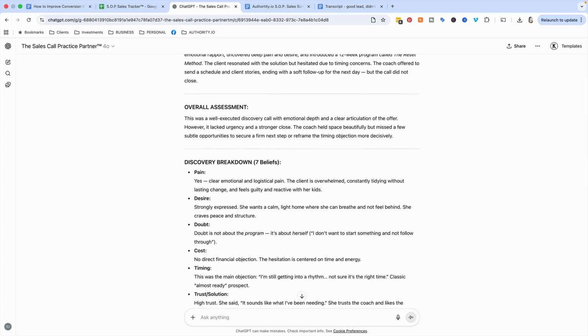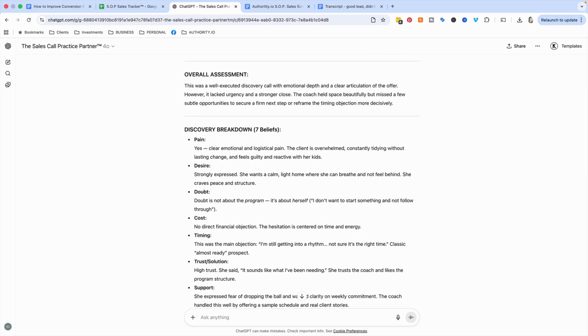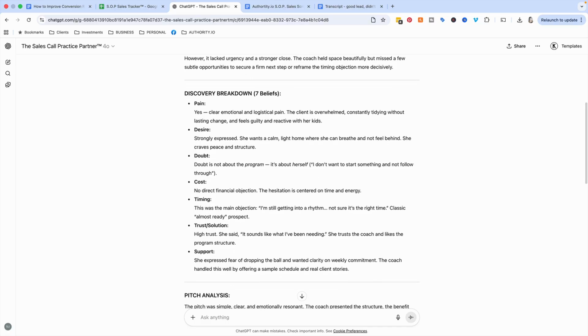Overall assessment. This was a well-executed discovery call with emotional depth and clear articulation of the offer. However, it lacked urgency and a stronger close. The coach held space beautifully, but missed a few subtle opportunities to secure a firm next step or reframe the timing objection more decisively. So the discovery breakdown, and this is based on the 7 beliefs framework of what needs to be covered inside of a call in order for someone to feel comfortable enough to make the decision to close. So pain. So yes, clear emotional logistical pain.